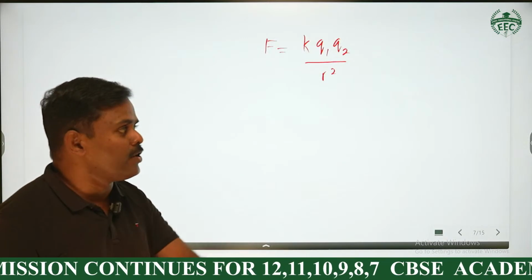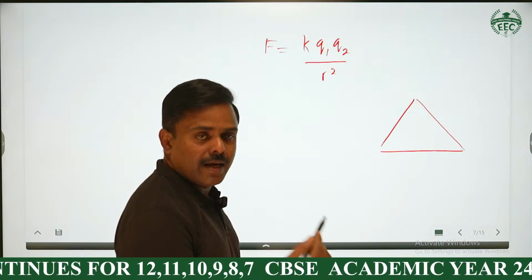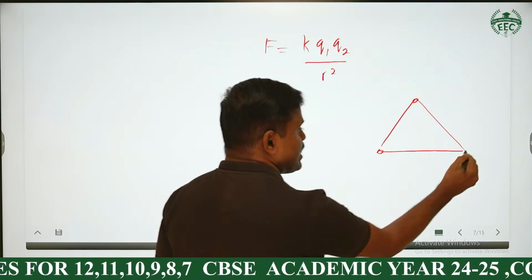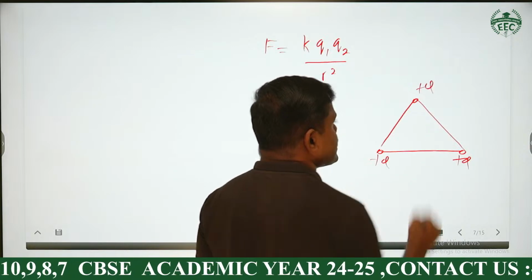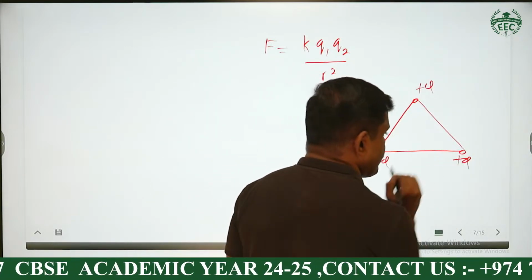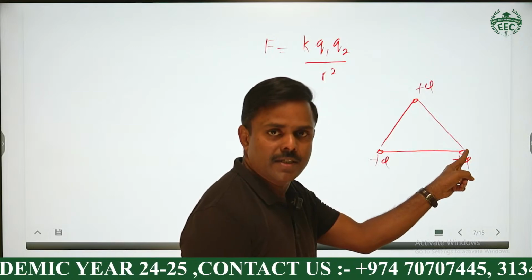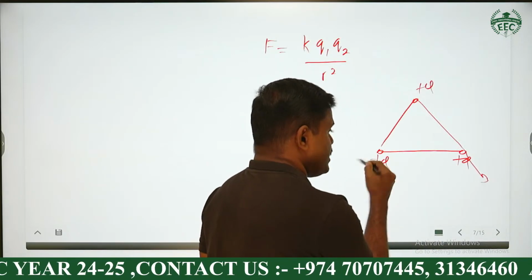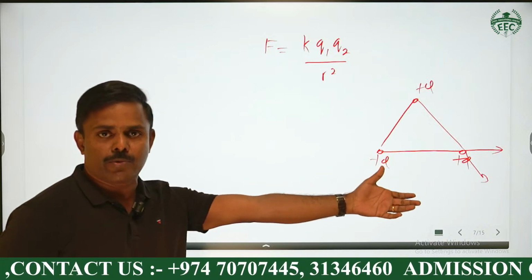They might ask a numerical like this. They'll put three charges on a triangle, one charge here, one charge here, one charge here, plus Q, plus Q, plus Q. And they'll ask you to find net force on one charge. How to find it? Find the force by this charge on this charge, find the force by this charge on this charge, and find their vector sum. So you can expect such a question.